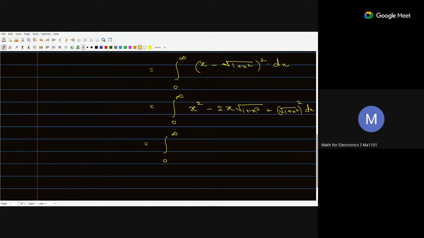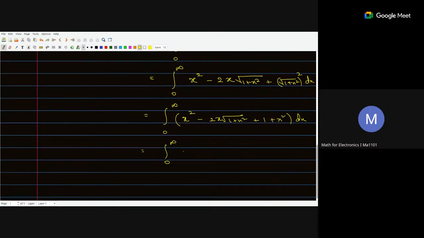we will get something like, if you further simplify. So now, separate the integrals and our middle term. In that, we'll probably take 1 plus x square as u, then 2x will become du. Okay, so now this will become x square minus 2x root 1 plus x square plus 1 plus x square dx.